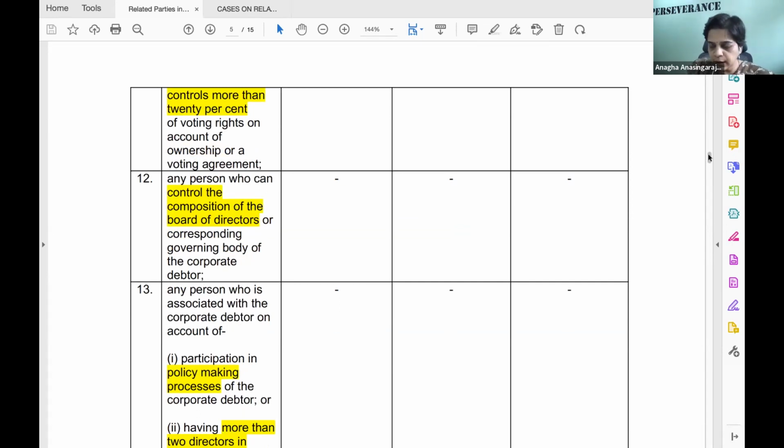Like the example which sir had given, where there are only drivers or somebody else in the other company. So we can clearly see that this person is calling the shots and is controlling the composition of that particular entity.